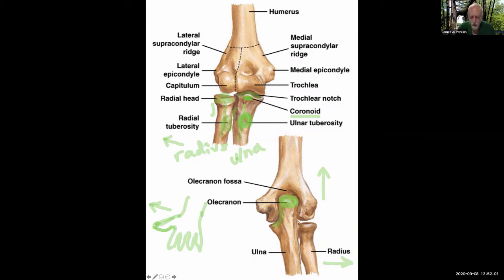When the elbow is fully extended, that olecranon fits into a cavity or a fossa on the posterior surface of the humerus, known as the olecranon fossa.